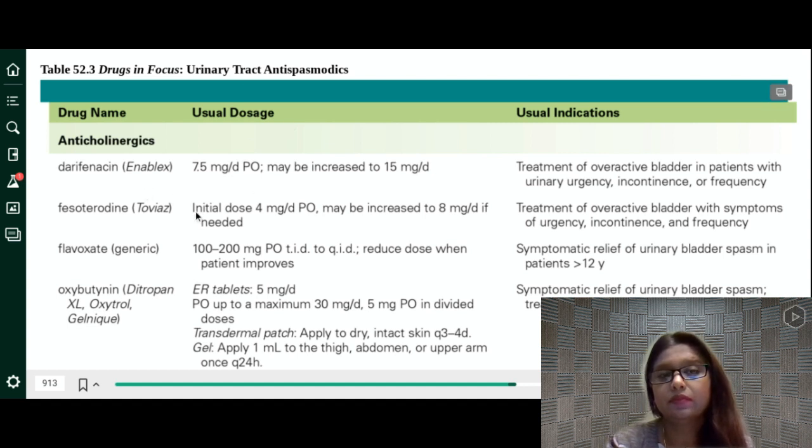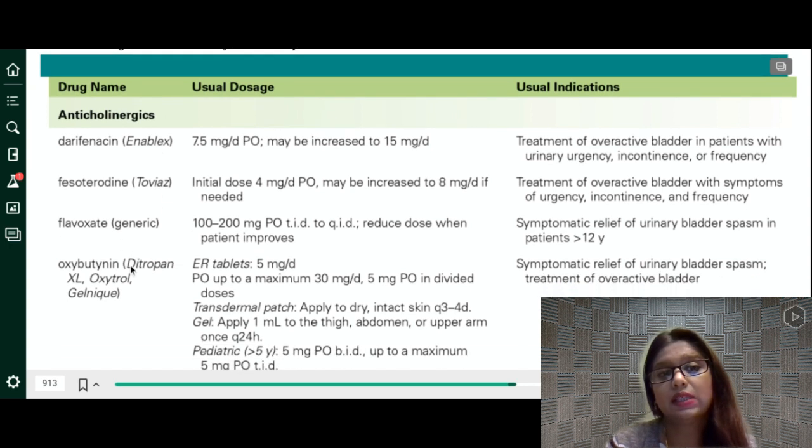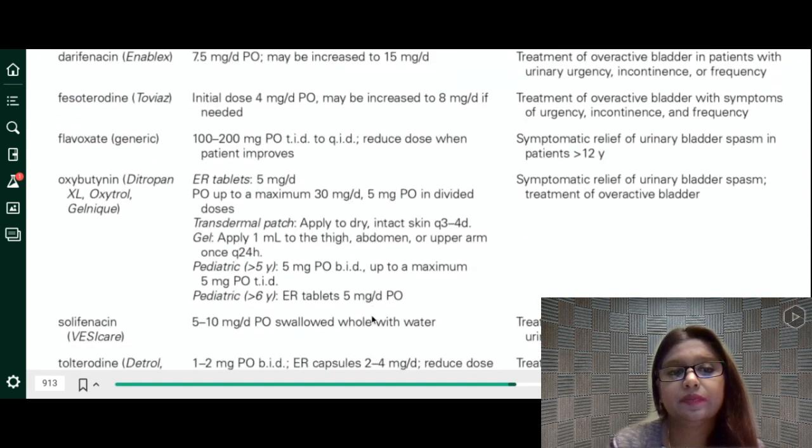All right. So urinary tract antispasmodics. You have Enablex. Then you have flavoxate. You have oxybutynin. Oxybutynin is a very commonly used medication. Another one. They're all antispasmodics, treatment for overactive bladder, relief of bladder spasms, right? All that good stuff.